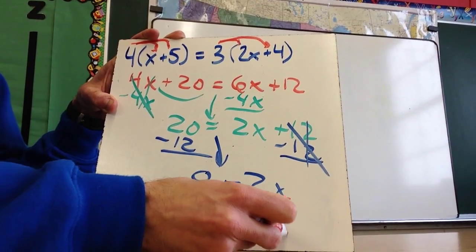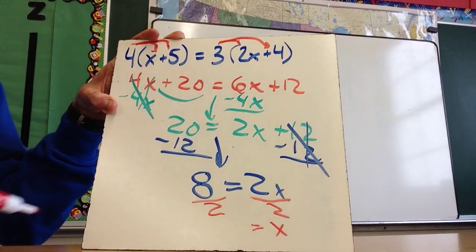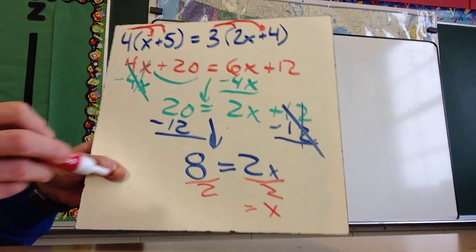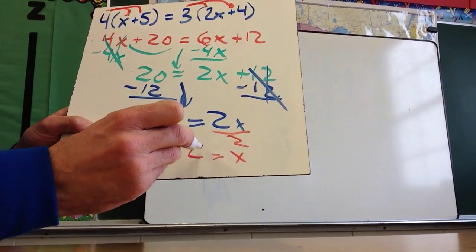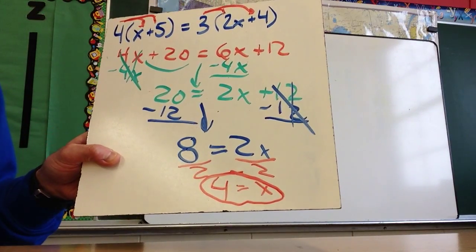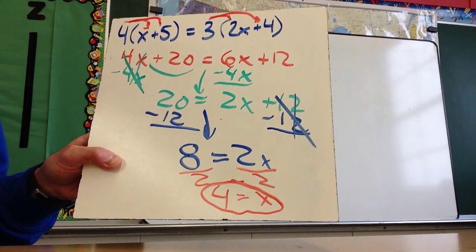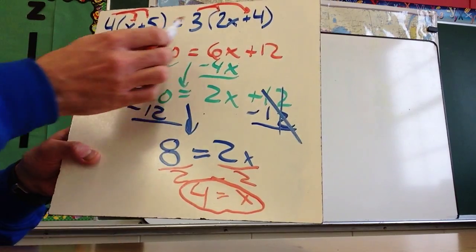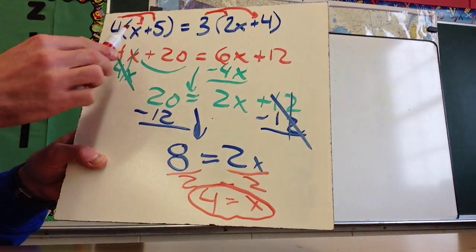This becomes x equals 8 divided by 2, is 4. Perfect, I was running out of space on this one. So my final answer is x equals 4, and if I want, I can take this 4 and substitute it back up here and make sure that it works.